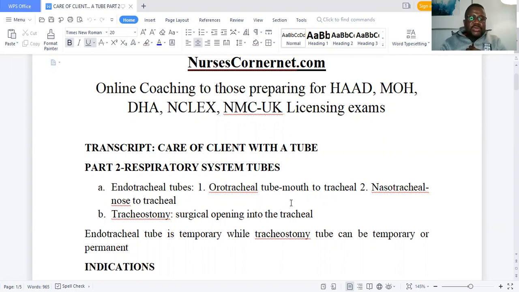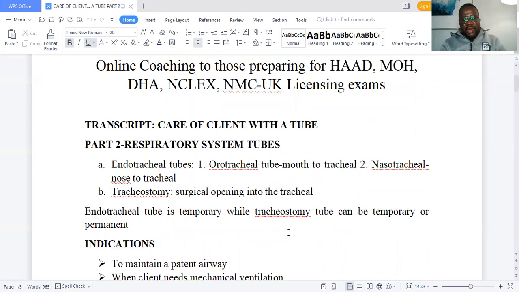So the second part, we're going to see tracheostomy tube. Tracheostomy tubes are passed mainly through a surgical opening on your neck, in this area, into the trachea, okay? From here, when you go in, you go into the trachea from this outer part. So the tube can either be temporary or permanent, that is tracheostomy. Meanwhile, most often the endotracheal tube is always temporary.